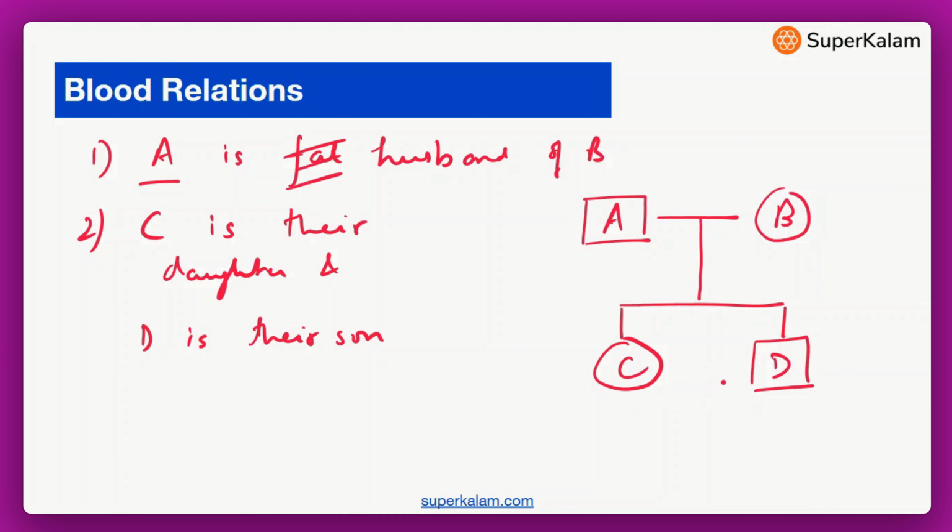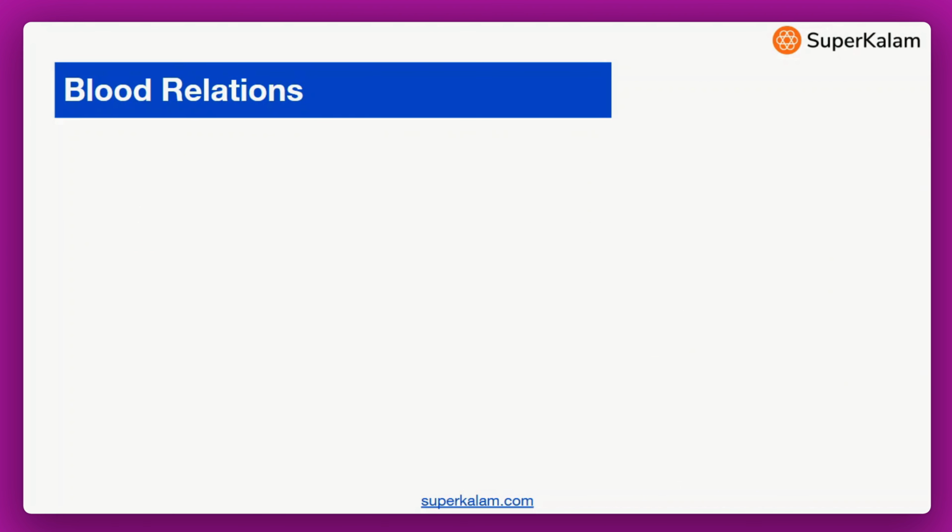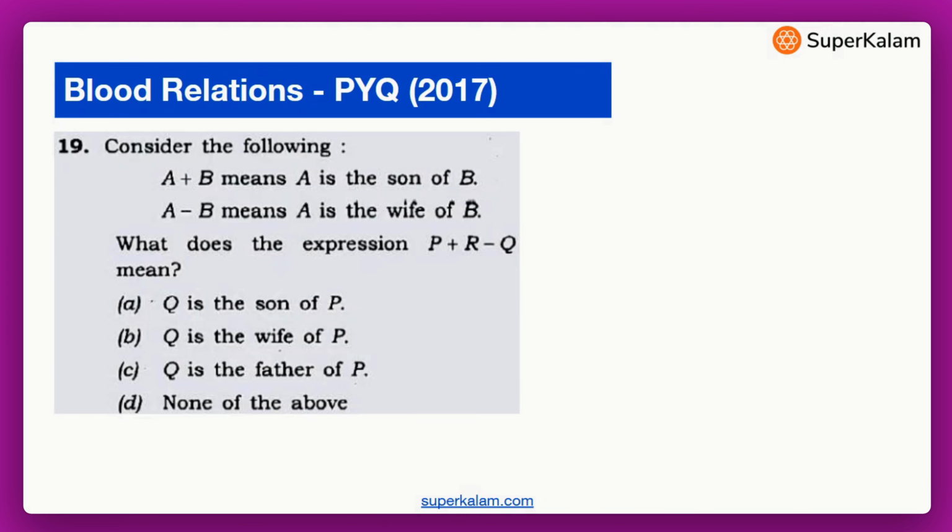In this manner, if you map it out, this is the first generation, this is the second generation. If you create a family tree, then solving such questions becomes very easy. You are able to visualize what is given in the question and what is demanded by the question. Now let's take the first question, which is a very easy question.